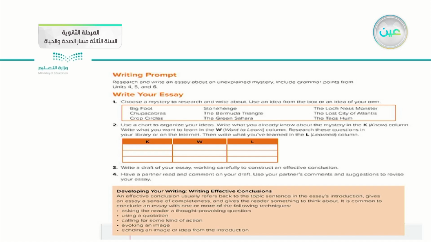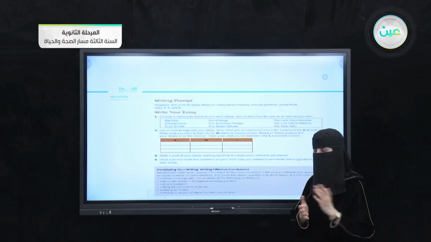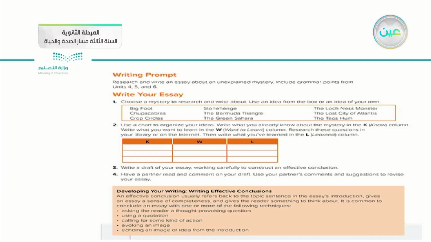Number one, asking the reader a provoking question, which means giving them a direct question. Ask them a good question about the first part, the second part, the body of it, what do you think, your opinion as a reader, and so on. Number two, using a quotation, which means that when you find a speech from any science or any research, you should put the exact words inside quotation marks, as we discussed before.